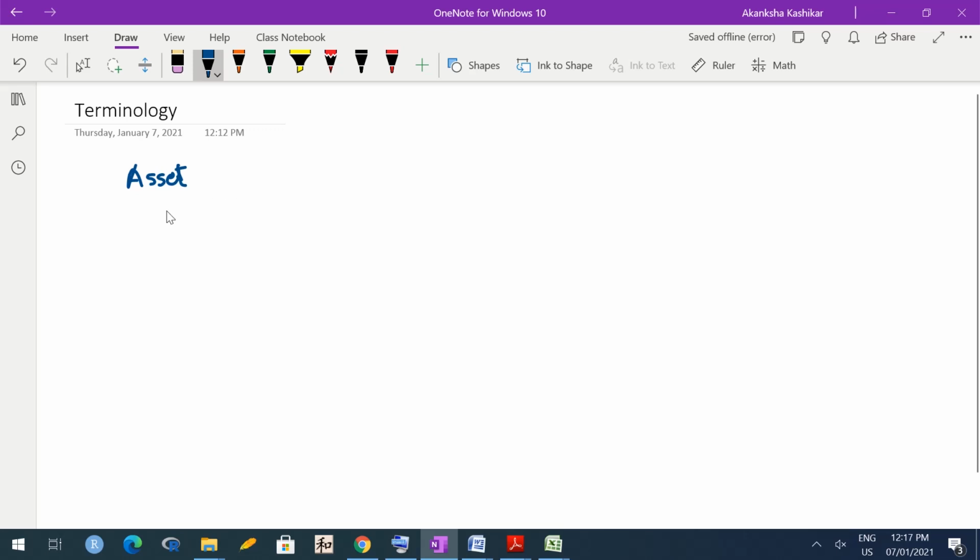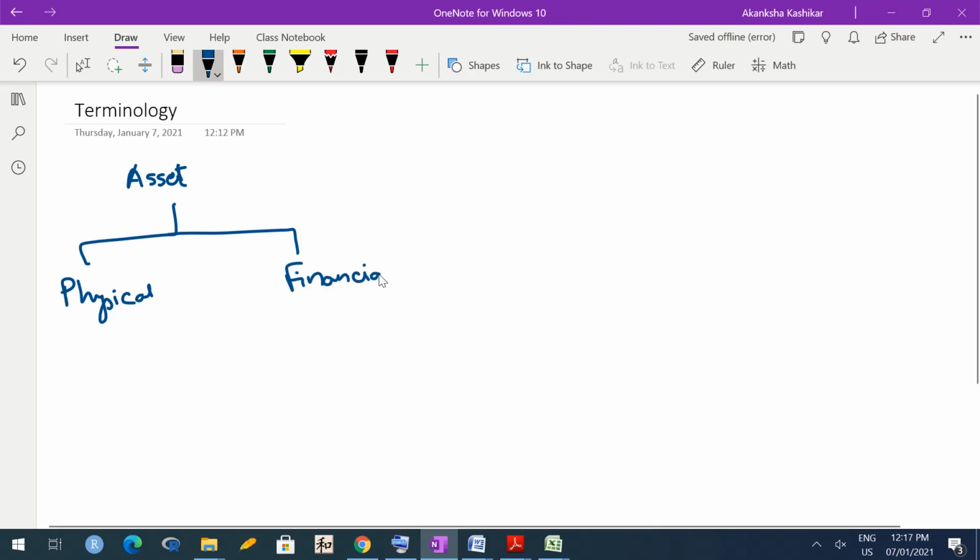Okay. So there will be two major types of assets. One is physical assets and other is financial assets. Physical assets would mean say real estate. So for example, if you own a house, it's an asset to you because in future you can sell that house and earn some money. Or if you own say gold, that is an asset because it is worth something.